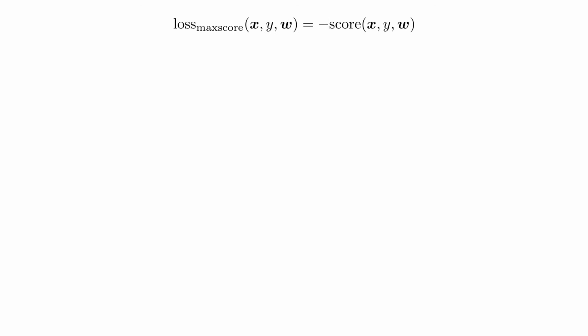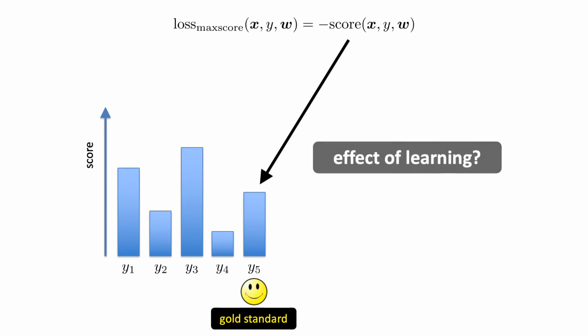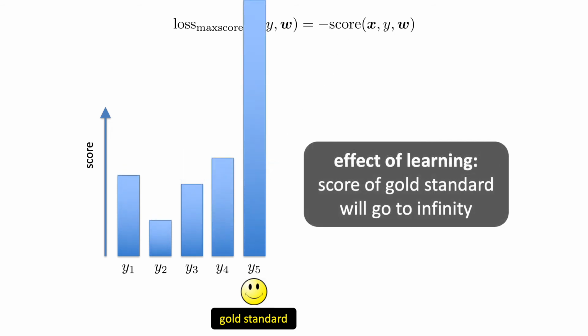Now let's consider how minimizing each loss function will affect these scores. First, the max score loss, which only looks directly at the gold standard output. What is the effect of learning, that is, minimizing this loss function for this particular input x? Well, the score of the gold standard label will go off to infinity. The scores for the other labels may be affected too, depending on the weights.